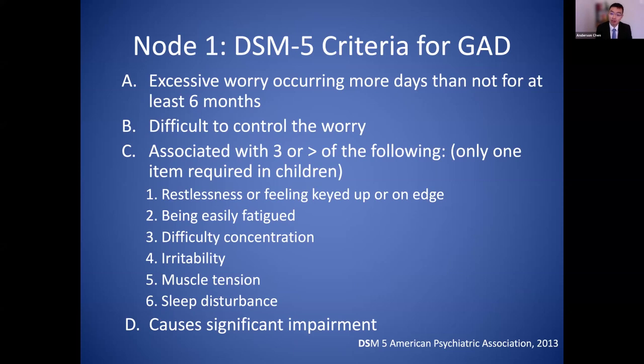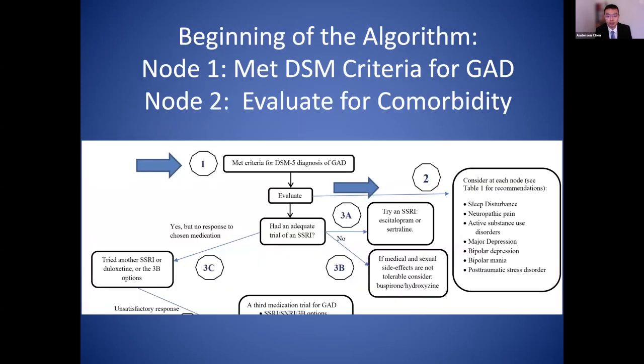Excessive worry occurring more days than not for at least 6 months. The worry is difficult to control and is associated with 3 or more of the following: restlessness or feeling keyed up, being easily fatigued, difficulty concentrating, being irritable, having muscle tension, and lastly, sleep disturbance. And this is obviously causing significant impairment.